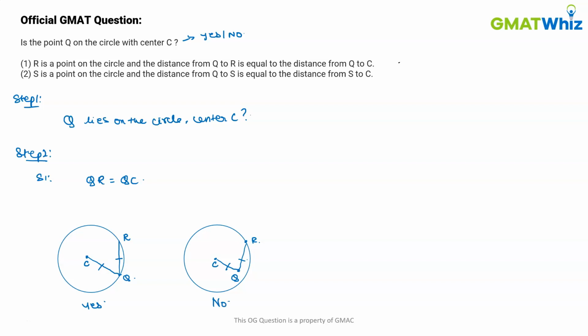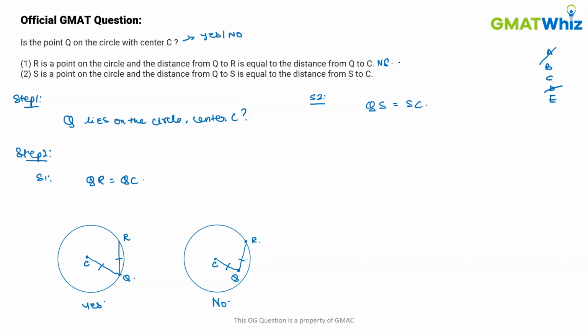So we can answer the question with a no. Since we are getting two contradictory answers, we can say that statement 1 is not sufficient, and out of the given options, we can eliminate answer choices A and D. Now let's move on to statement 2. As per statement 2, S is a point on the circle and the distance from Q to S is... So let's write that down. QS is equal to SC.